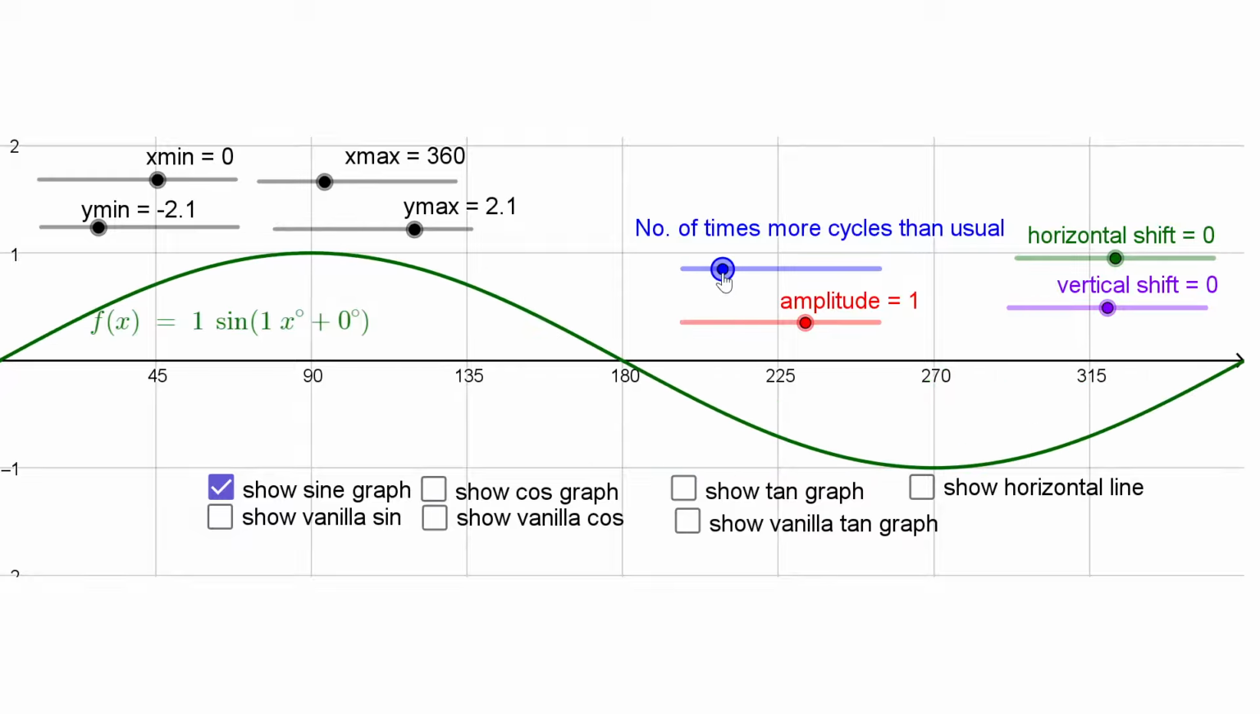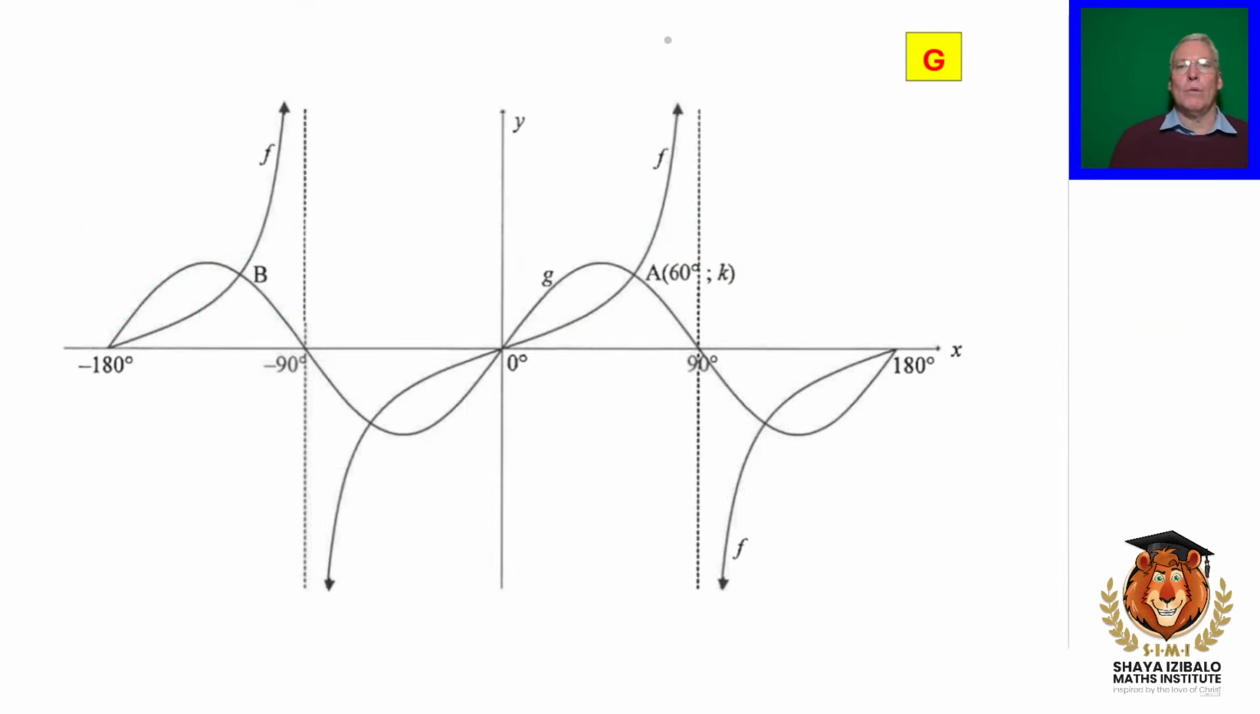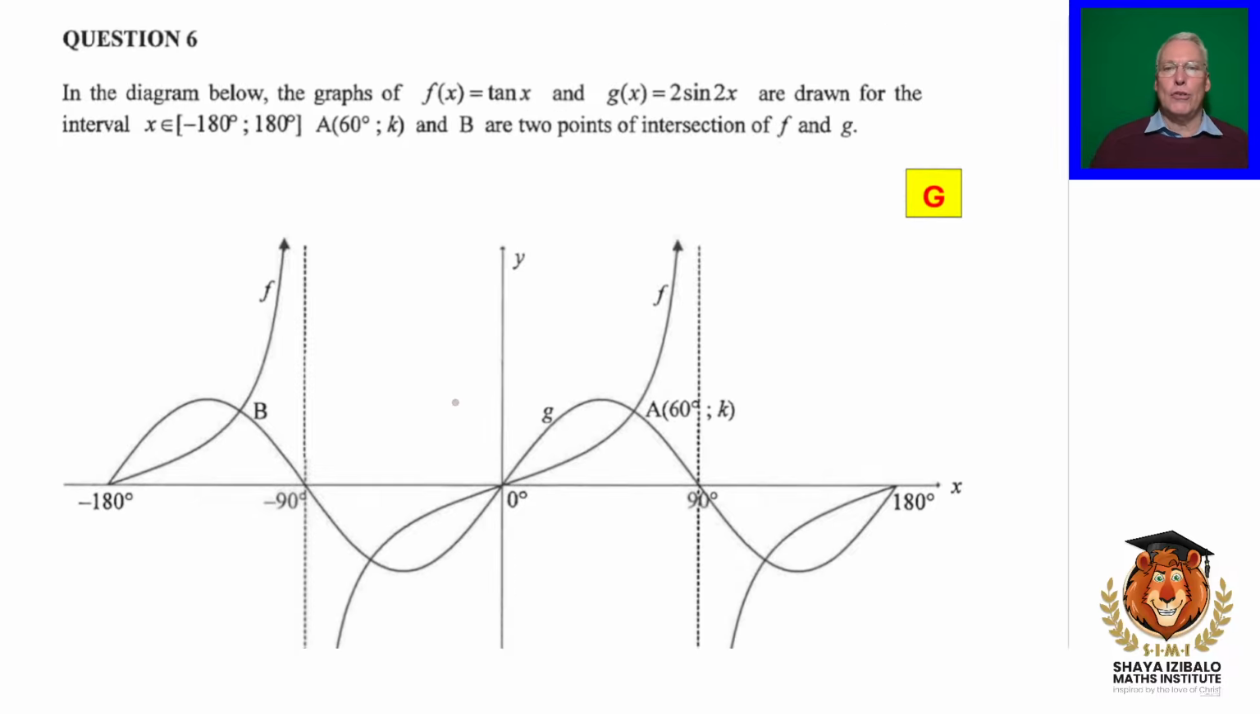Okay. So there it is. Let's go back and answer some questions on trig graphs. So we've got these graphs. We've got sine 2x. Sorry, pens seem to go a bit haywire when we change screens. Sorry, 2 sine 2x is g, and we've got tan x.